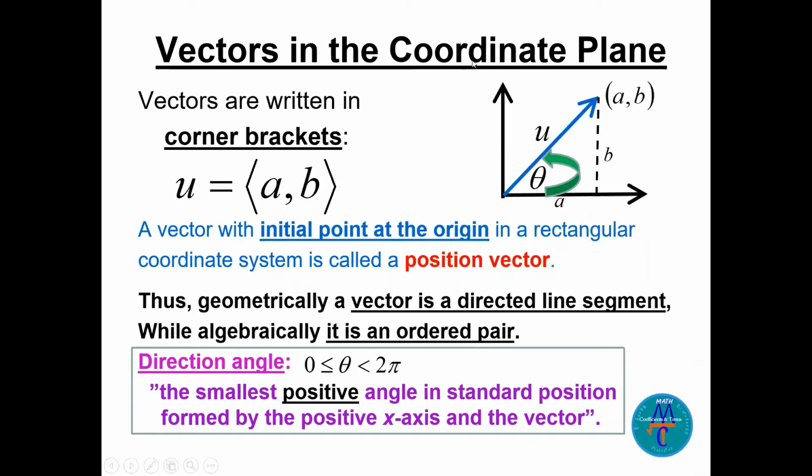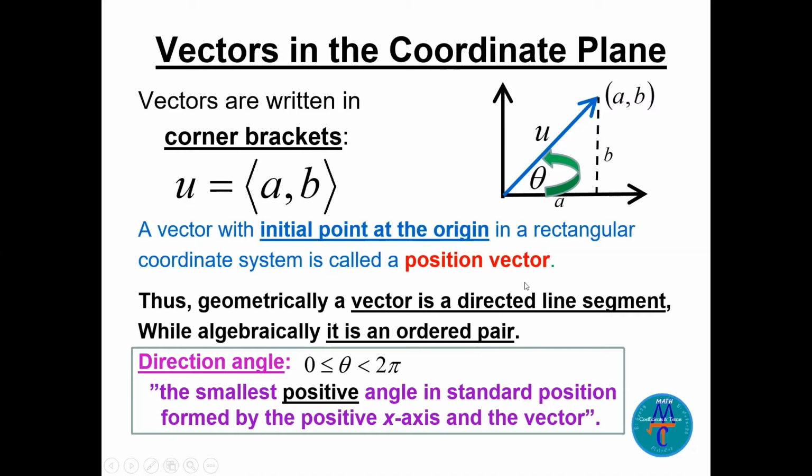Vectors in the coordinate plane. Vectors are written in this way by using corner brackets. So we write corner bracket a, b, that means the vector U, this blue one here. So there is a starting point here, the initial point. If the initial point is at the origin, and then there is another point here, say A to B, okay? So we say the vector is a position vector. If the initial point is not at the origin, just call it a vector.